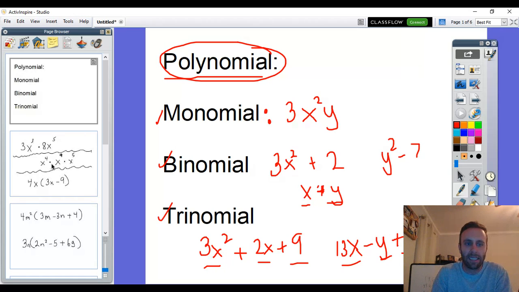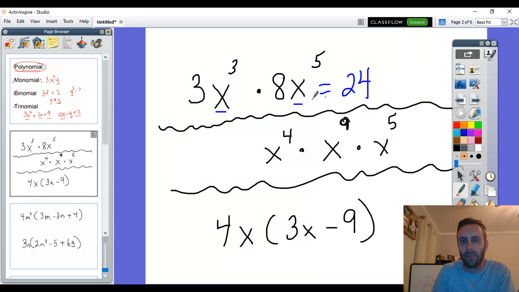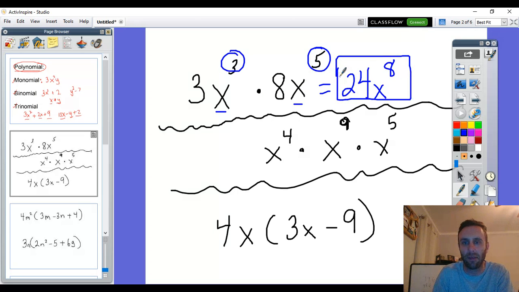And then we talked about in class how we multiply different polynomials. The first example: the key is to remember that when you have a monomial times a monomial, you can multiply the numbers and you can multiply the exponents that have the same base. Well, the base here is x. So first of all, 3 times 8 is 24. Now, x to the third power times x to the fifth. You are multiplying them, but the trick in multiplying exponents that have the same base is you just add the exponents. So 3x to the third times 8x to the fifth is 24x to the eighth.